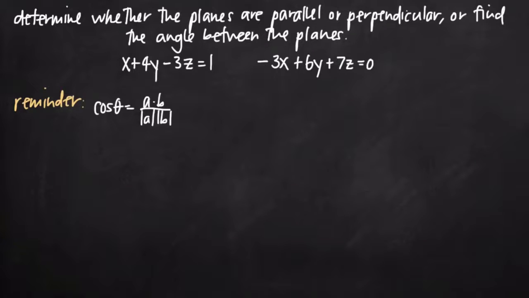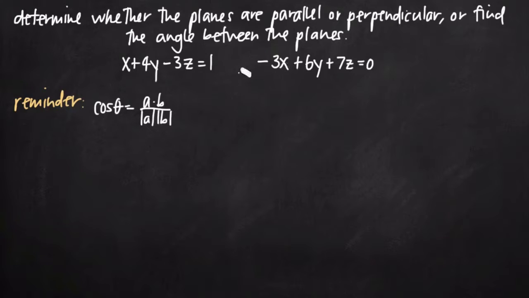Today we're going to be talking about how to determine whether two planes are parallel or perpendicular to one another, or if they're neither parallel nor perpendicular to each other, how to find the angle between the planes. And in this particular problem, we've been given the equation of two planes. One is x plus 4y minus 3z equals 1. The other is negative 3x plus 6y plus 7z equals 0.